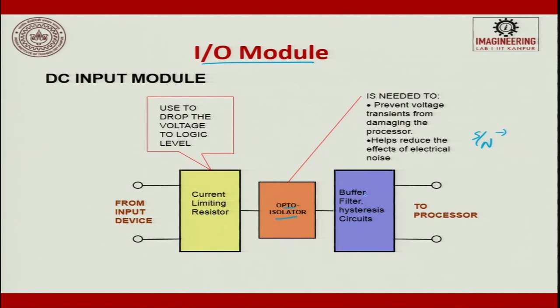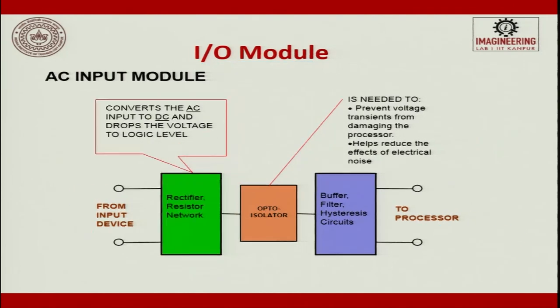Then finally, it goes to the buffer, filter, hysteresis circuit. So, these come from the input devices, which are nothing but sensors, limit switches, etcetera. Here it goes to the processor, because it gets the signal from here and this signal is converted into a yes or no level because the PLC works on digital. So, here you have only two levels, yes or no. Okay. So, that has to be regulated, used to drop the voltage to logic level. So, maybe if you get 12 volts, we will try to step it down to 5 volts so that the processor can start working with the signal.